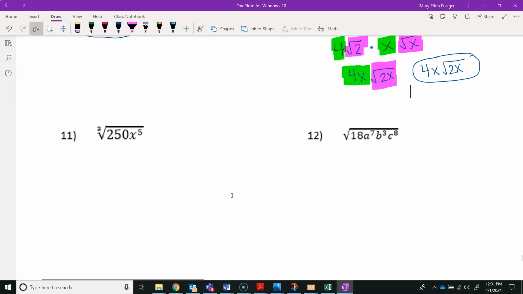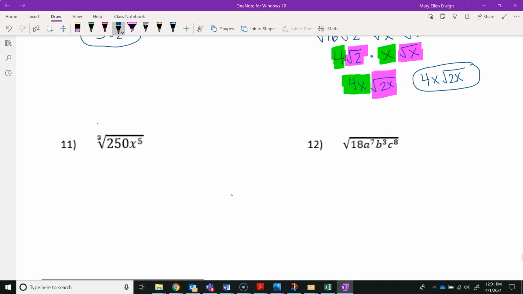Okay, so this is a cube root. I know these are a little hard to read here. I have to make them a PDF when I upload them, especially because if someone doesn't have Microsoft Word, these don't open up correctly. So, okay, we have the cube root of 250, and we have the cube root of x to the 5th.